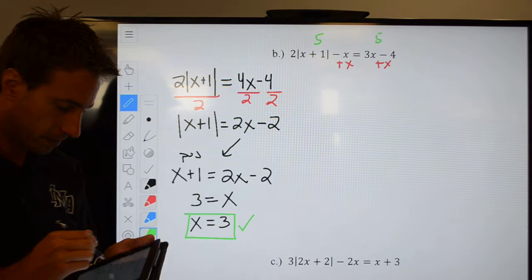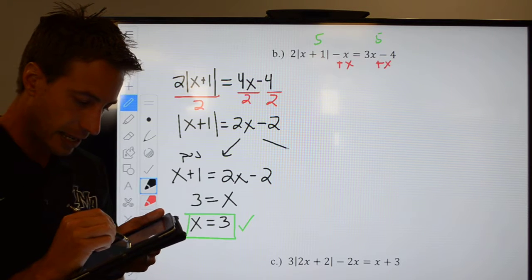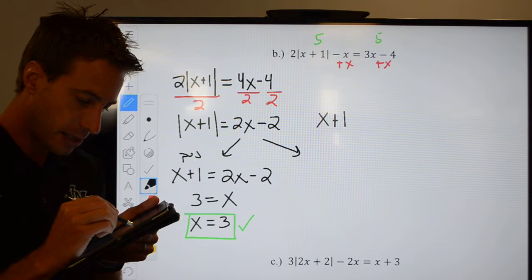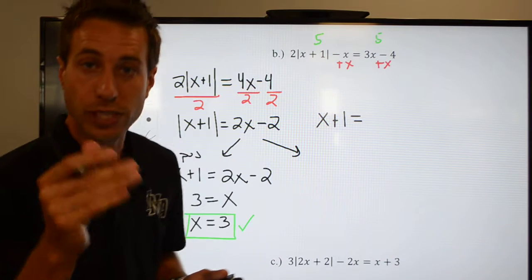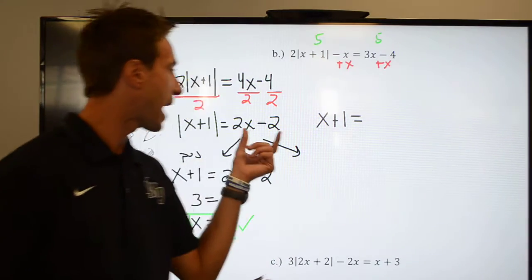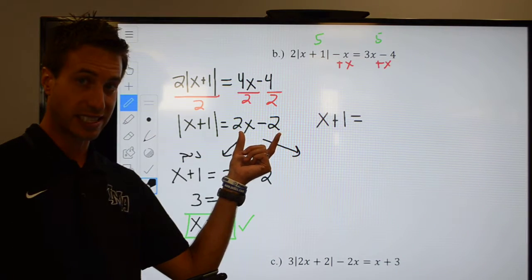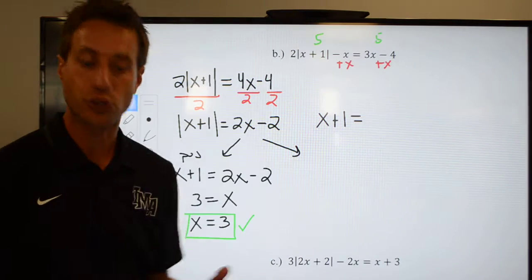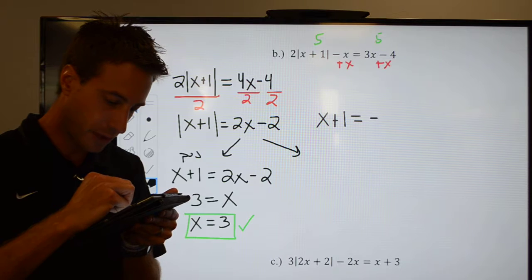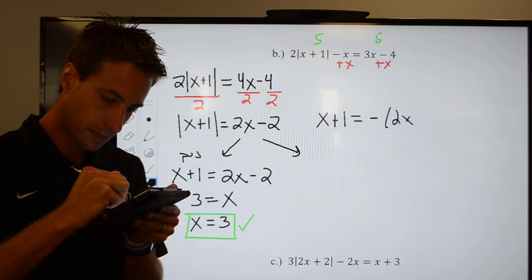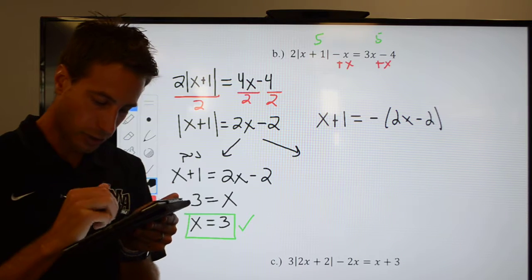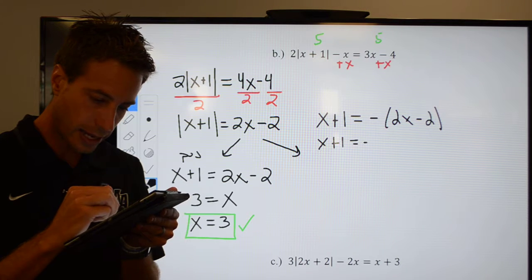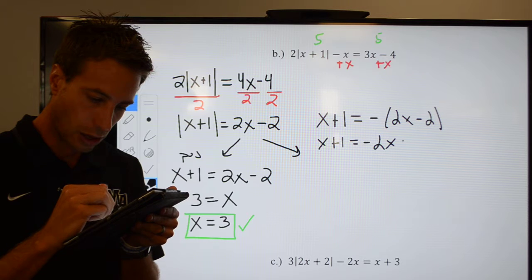Let's go ahead and do the other one. I now need to do the negative version of this guy, which means that I'm going to have x plus 1 is equal. Please be careful here. We saw this in the last problem. You do not have just a single term over here on this side. You now have a binomial, which means when you make it negative, you will need to distribute that minus sign through the parentheses. All right, so here we go. X plus 1 is equal to a negative 2x plus 2.